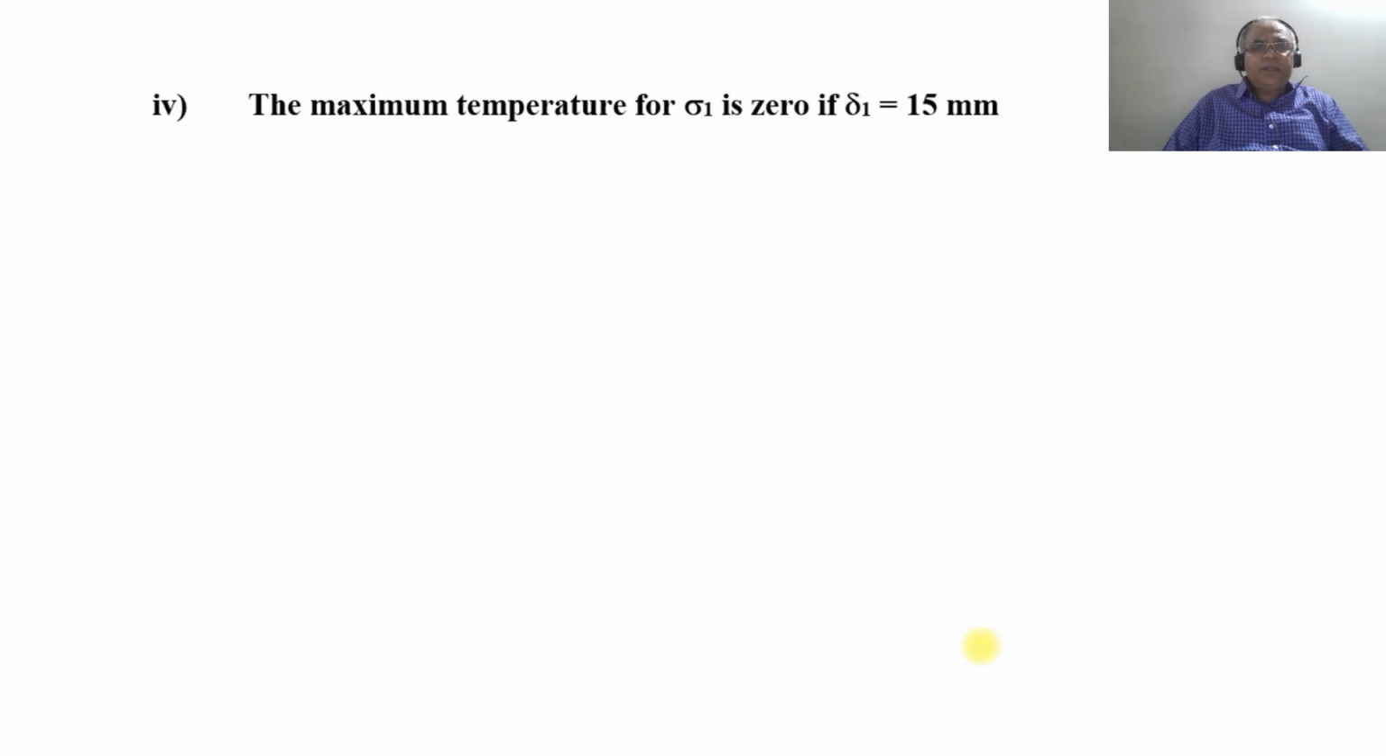Next, we have the maximum temperature for which sigma T is 0 if delta 1 is equal to 15. So sigma T is equal to alpha into T into L minus delta 1 into E by L again. Here alpha into T will be equal to delta 1 by L because sigma T is 0. When you open the bracket, alpha into T into L into E by L gives alpha into T equal to delta 1 by L, because E gets cancelled.